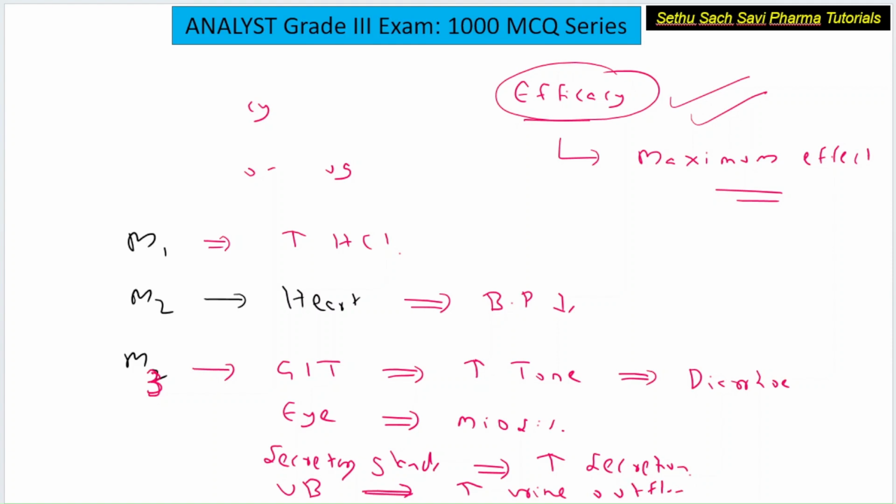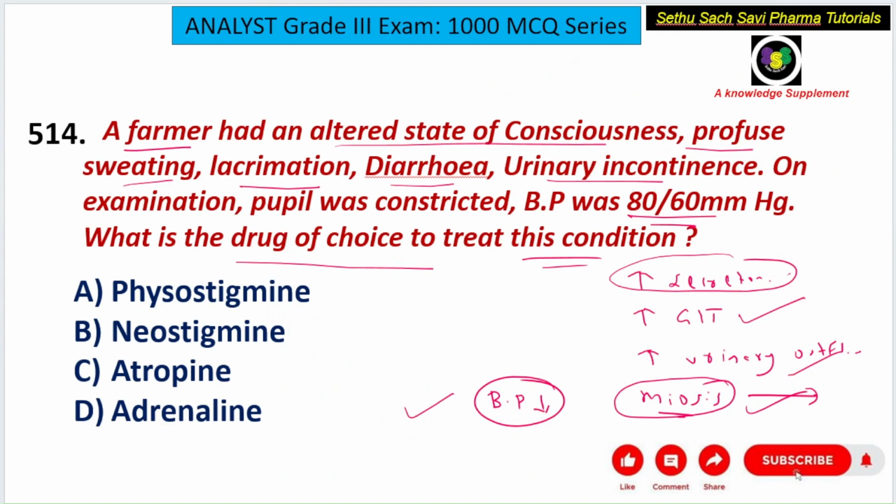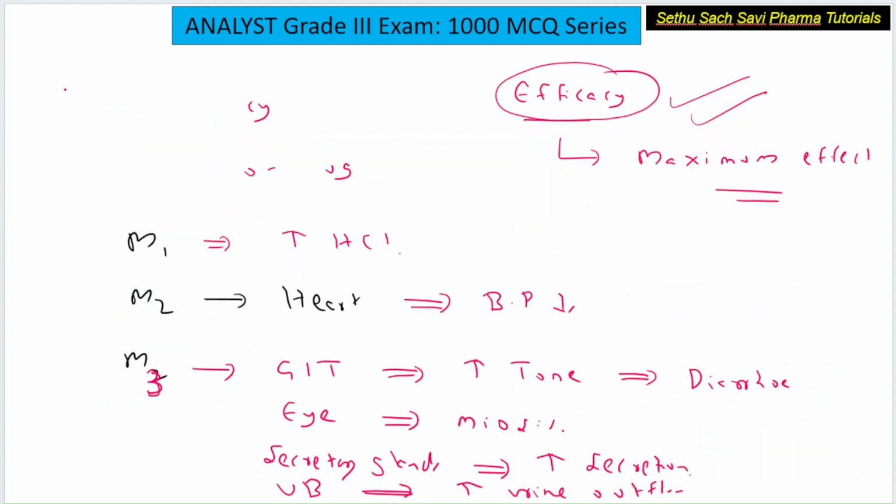So all the symptoms mentioned here, basically it's a stimulation of the whole cholinergic system. The cholinergic system is completely stimulated, and you can see that the BP has come down, and this is an indication of poisoning. And the term here used is a farmer, so definitely they might have encountered an insecticide. So can you tell me the diagnosis? Yes, this is called organophosphorus poisoning.